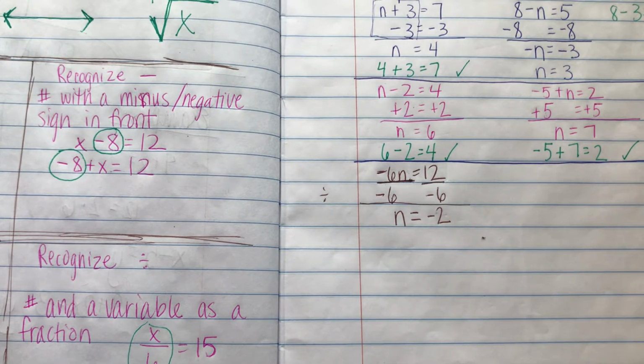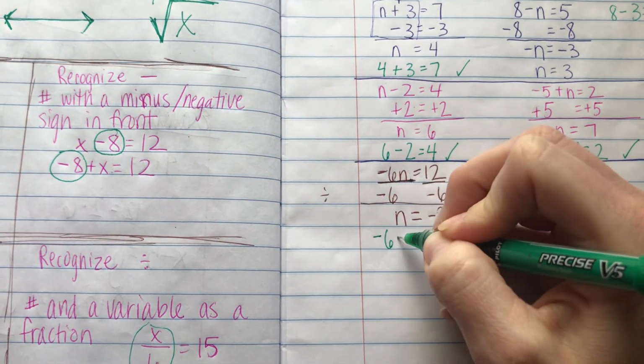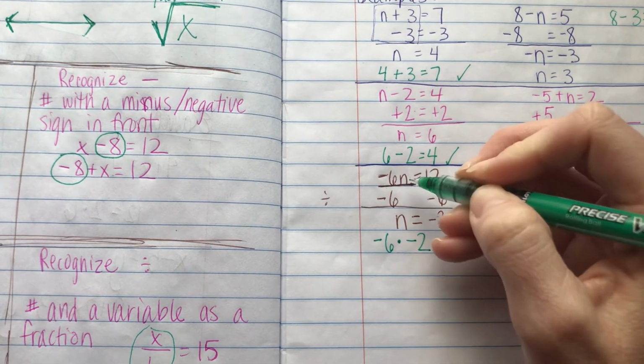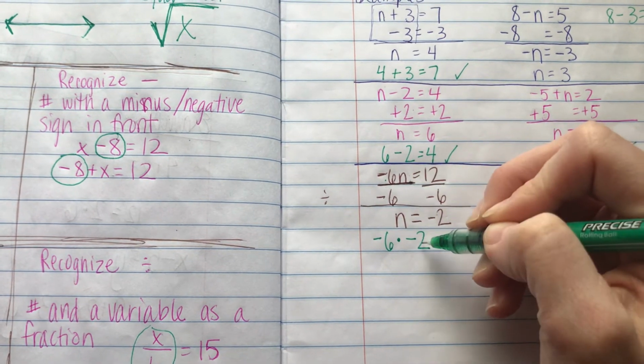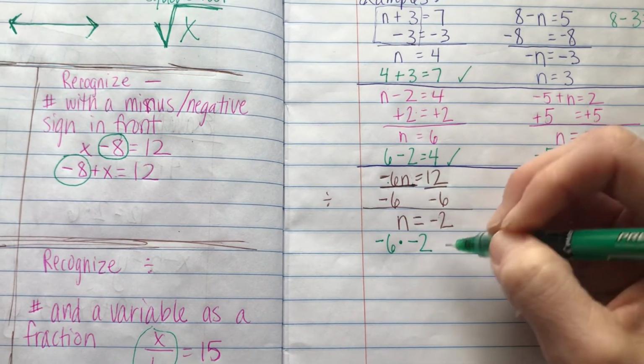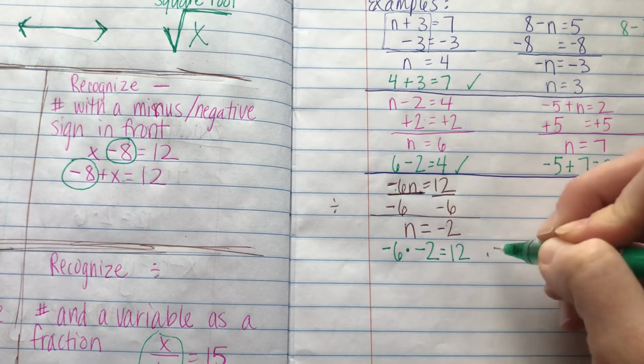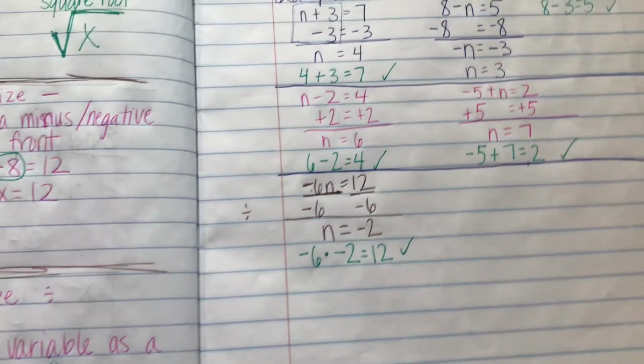And then we can check it. Negative 6 times negative 2. Negative 6 times n, negative 6 times negative 2, because negative 2 is n. Does that equal 12? Yes, it does.